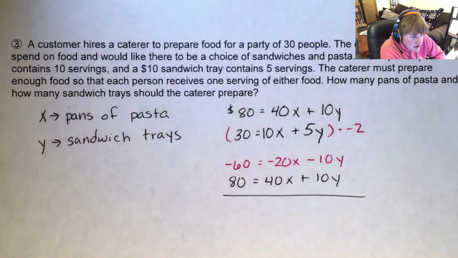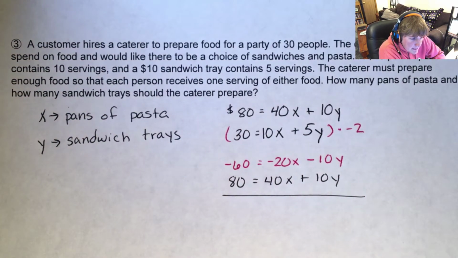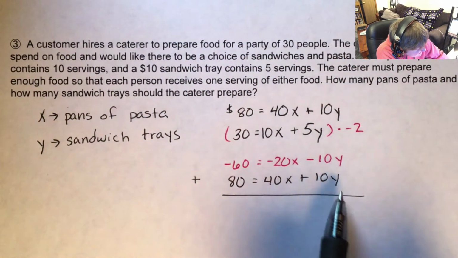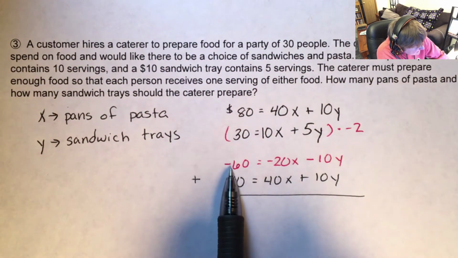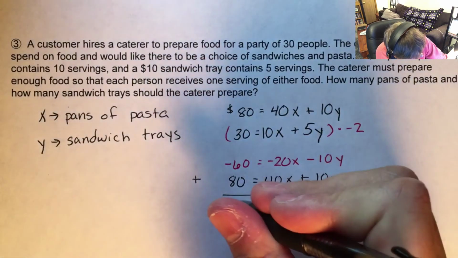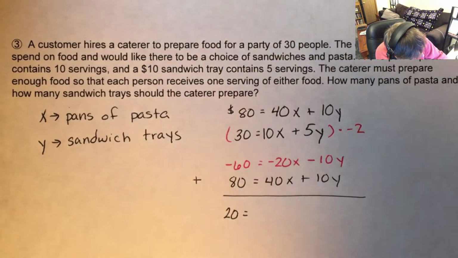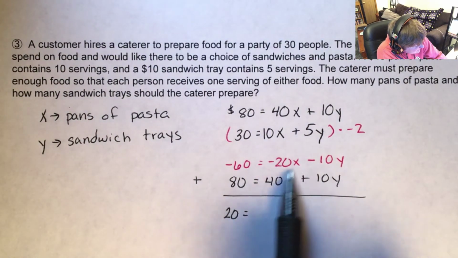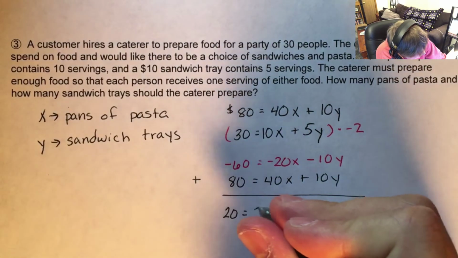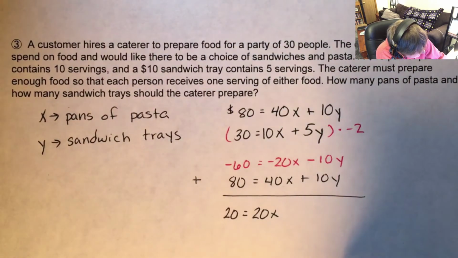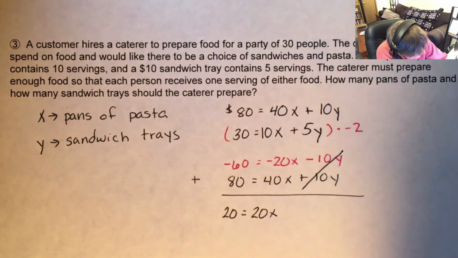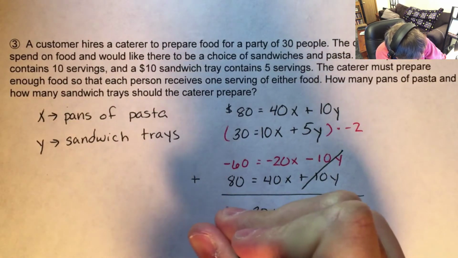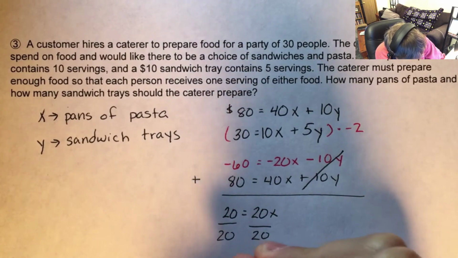Okay, so now I can add these two equations together because I have opposites in my y's. That means they're going to cancel out to 0. -60 plus 80 is a positive 20. There's 20 more positives in that 80 than there are negatives in that -60. And same here, this is going to be 20x. And these cancel out. So then I just need to divide by 20 to get 1 is equal to x.